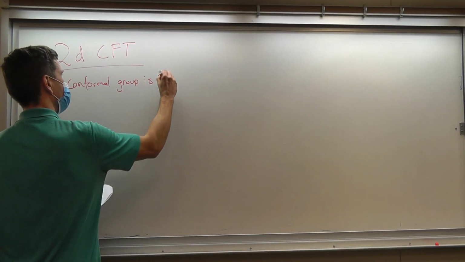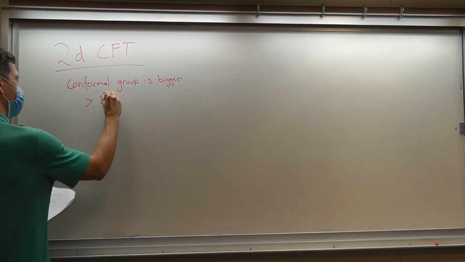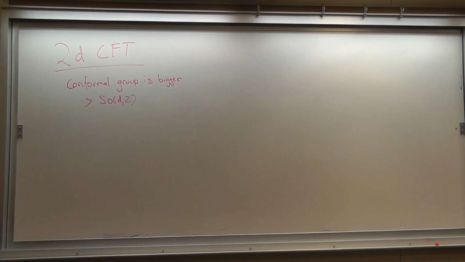I've mentioned several times that 2 dimensions is different, and the reason for that is that in 2 dimensions the conformal group is bigger. In particular, it's bigger than SO(D,2), which would be the conformal group. So it's bigger than SO(2,2).